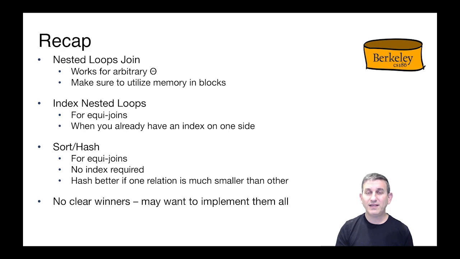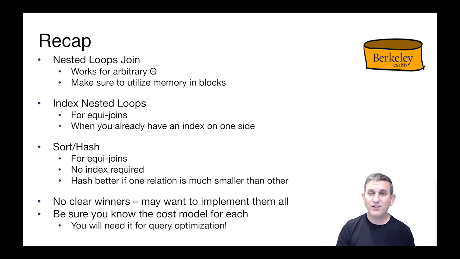We do know among the plain nested loops join algorithms that block nested loops join is best. But between nested loops, index nested loops, and sorting and hashing, it's not clear that there's one of those that you can discard, and so you may want to implement all of them, and many systems do.